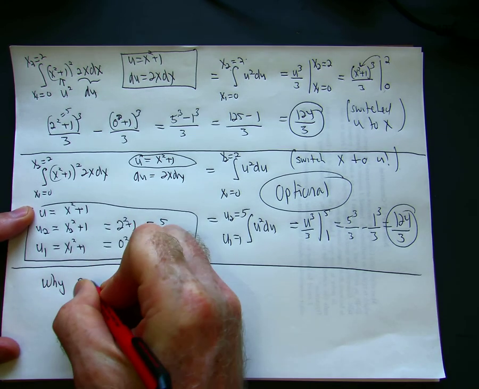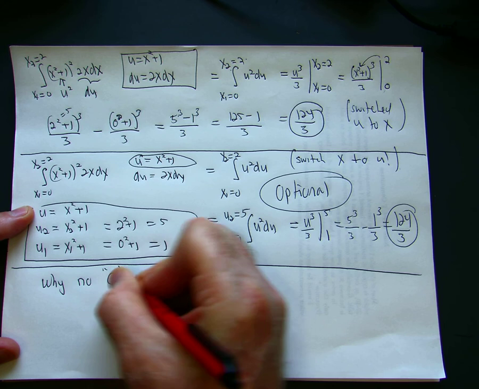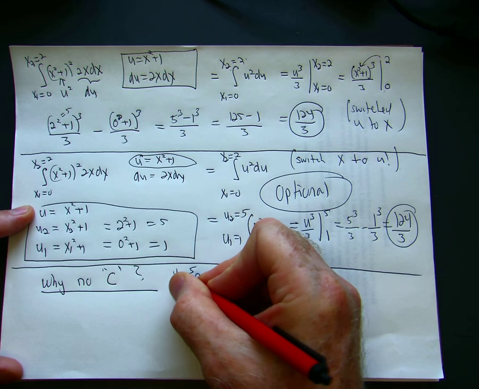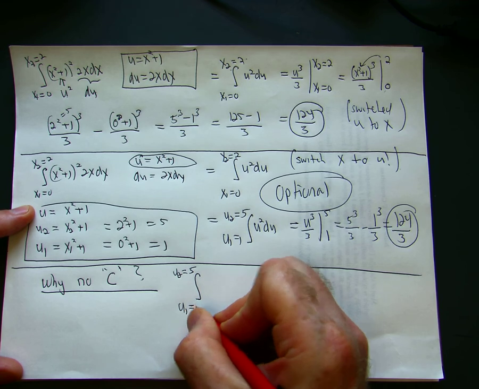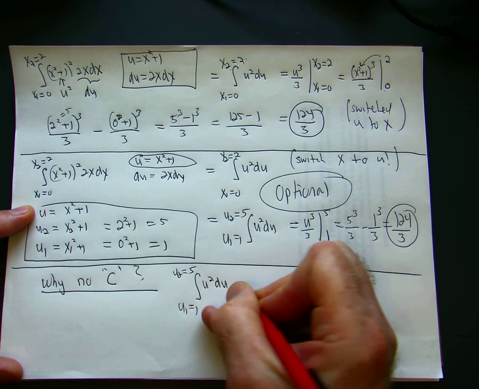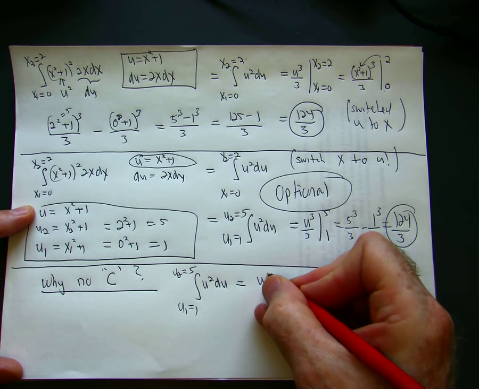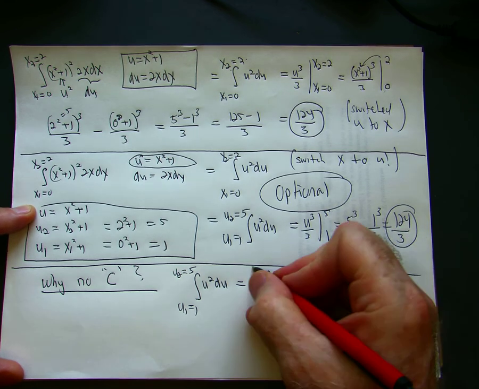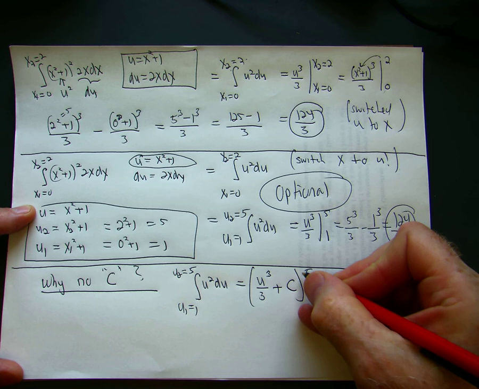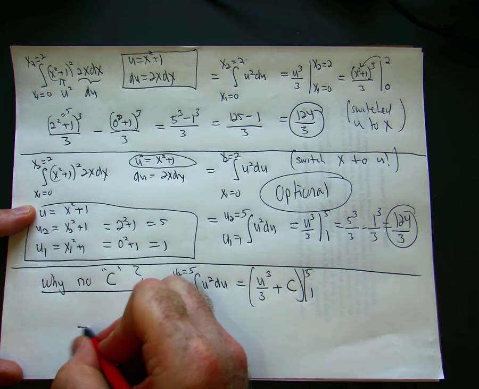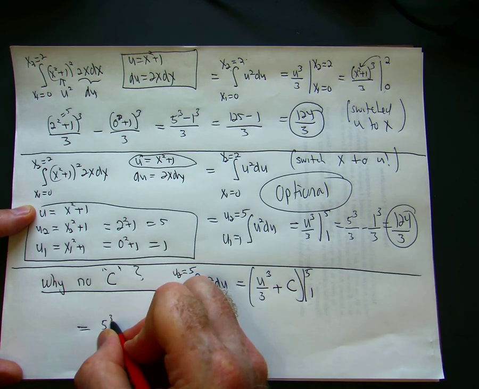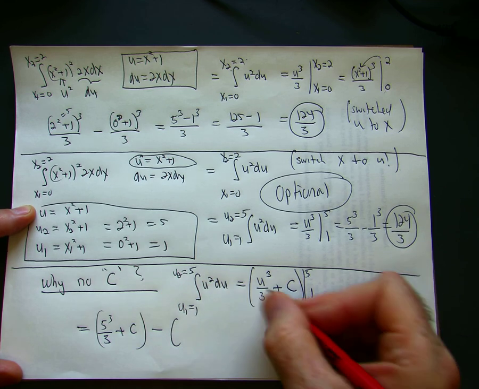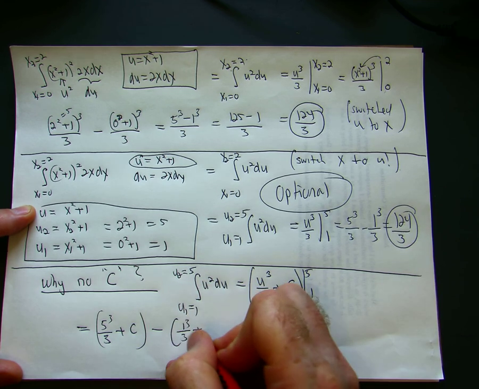Why don't you use a C? So why is there no C? Okay, and I'm going to use the u example just because it's nice and simple. What I'm going to do is put in the C. So if you want to use the C, if you think C is being unfairly maligned, by all means put it in. And I'm going to plug in 5 and 1. So I'll do that. I get 5 cubed over 3 plus C minus 1 cubed over 3 plus C.